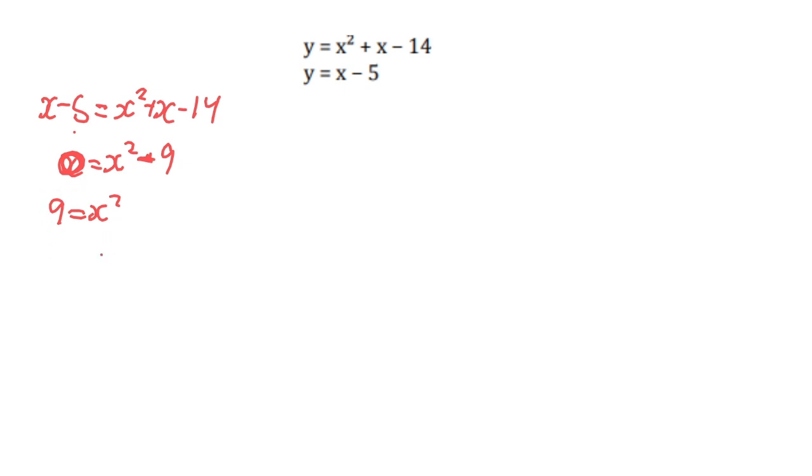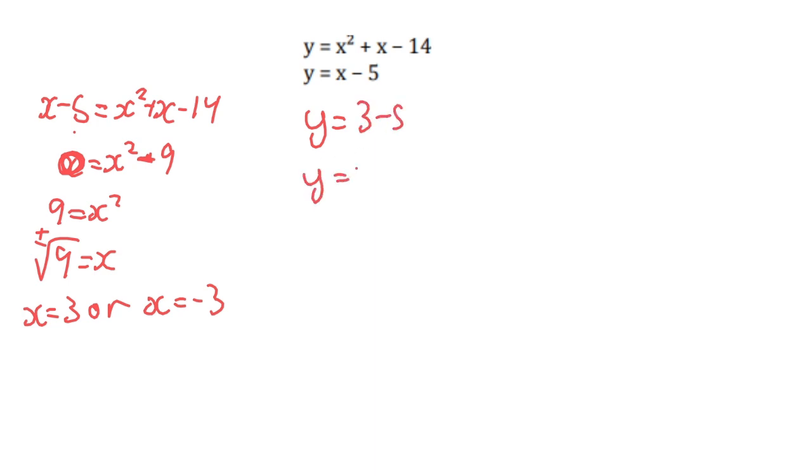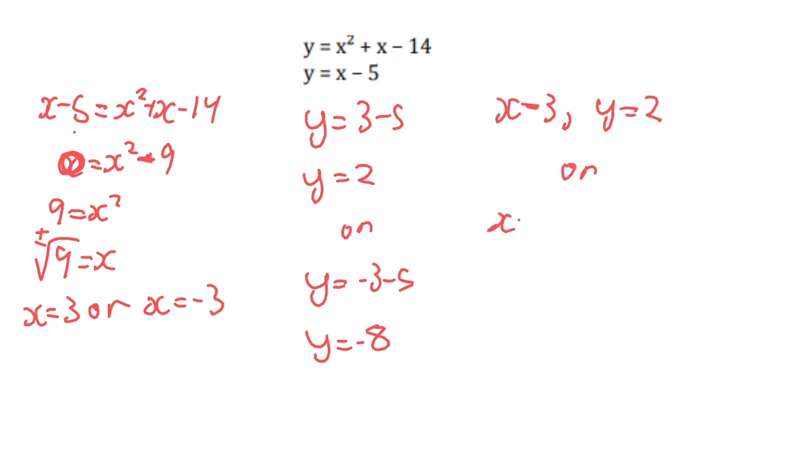it can either be -3 or +3. So yeah, plus minus square root of 9 equals x. And so x can either equal 3 or x equals -3. Then we can find y for each of these outcomes. Y equals 3 minus 5, then y equals -2, or y equals -3 minus 5, and then y equals -8. And finally, we have x equals 3 and y equals -2, or x equals -3 and y equals -8.